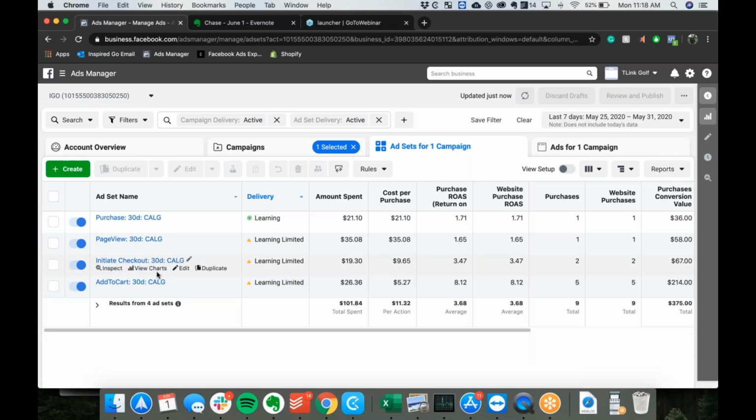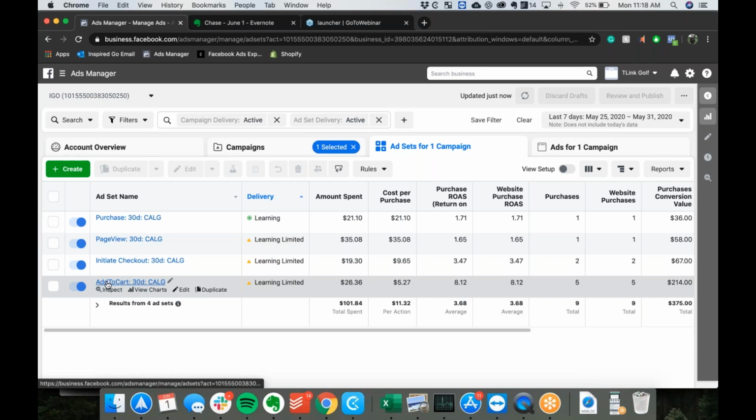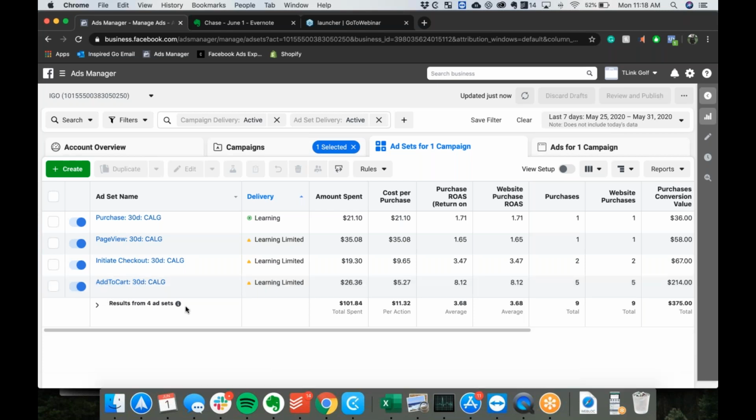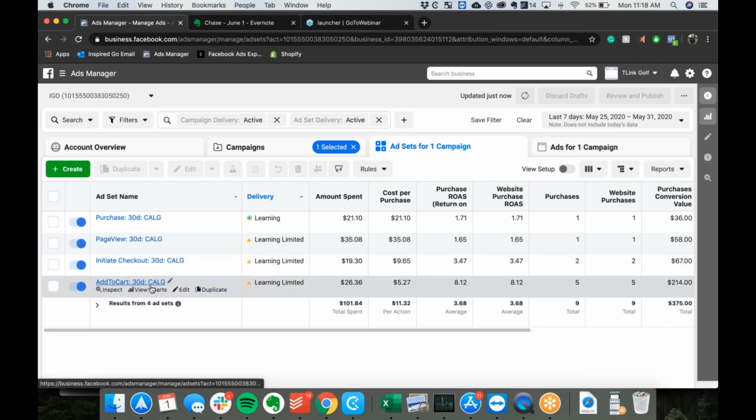Got it. And then just turn this into a CBO with these two in here. Correct. Okay, interesting. And you'll add an add to cart 7 day. You won't have too much audience overlap if there's add to cart 30-day and add to cart 7-day in the same campaign. Exclude the 7 day from the 30. Okay, got it. Sweet.